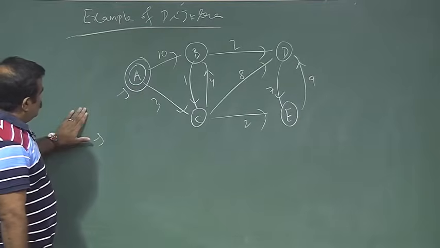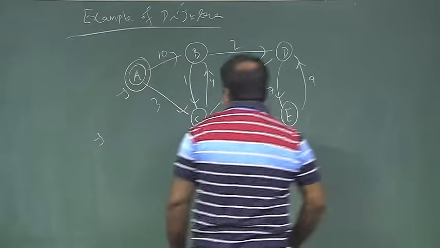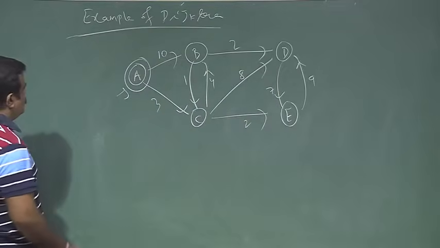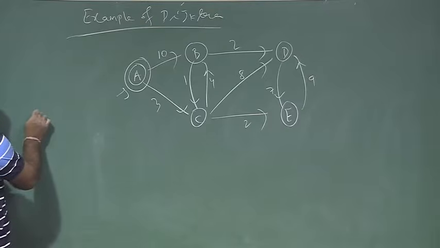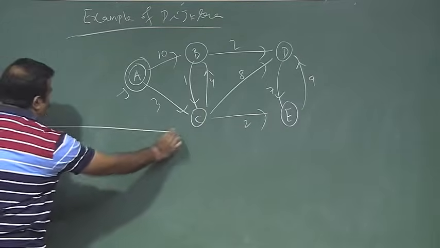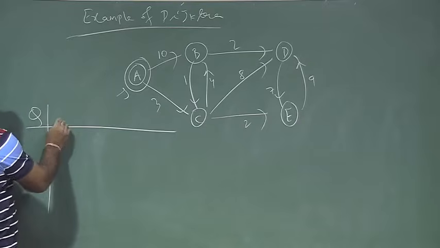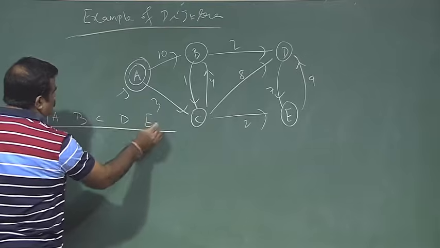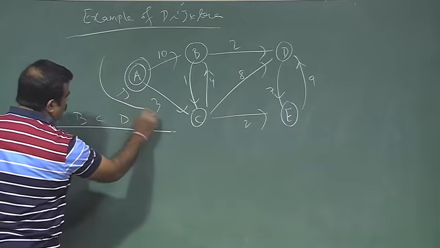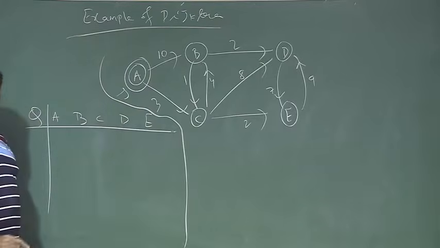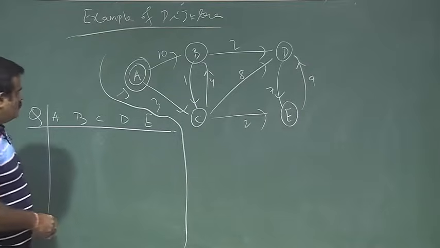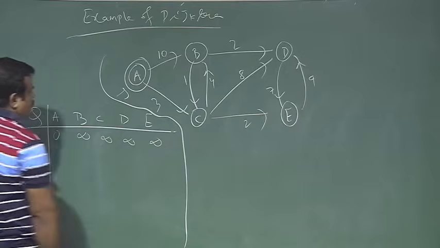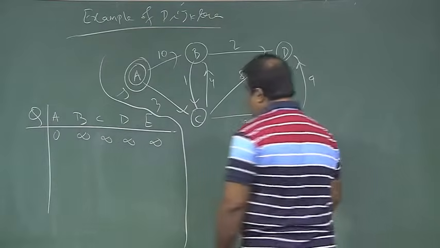Basically, what we are doing is maintaining a queue. We are putting everything in the queue, so our queue is basically A, B, C, D, E. We are putting everything into the queue, along with its distance estimate. This is the initialization step of Dijkstra's algorithm, if you recall.